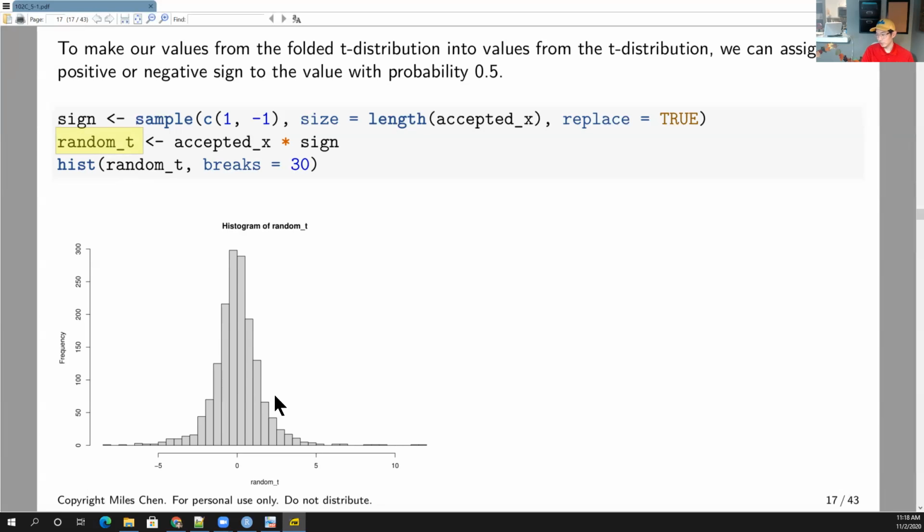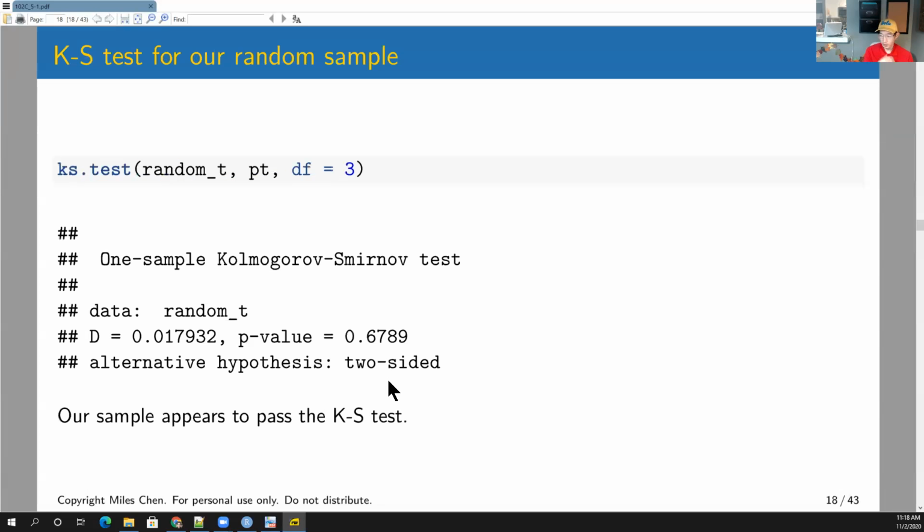And here it is, 1,600 values of the random t distribution looks like this. If I run it through the KS test, it says your p-value is 0.67, which seems to pass the KS test. There's no reason to doubt that it came from the t distribution with 3 degrees of freedom. So this seems to be okay.